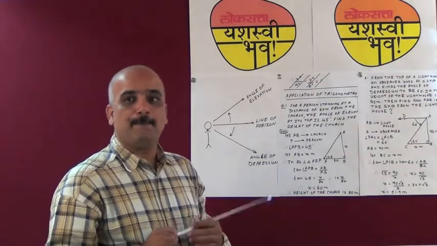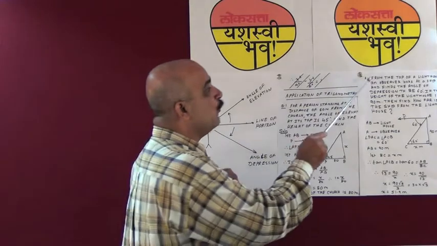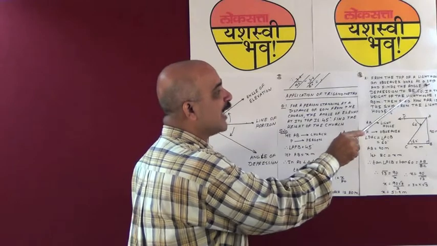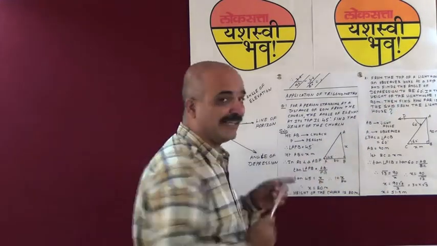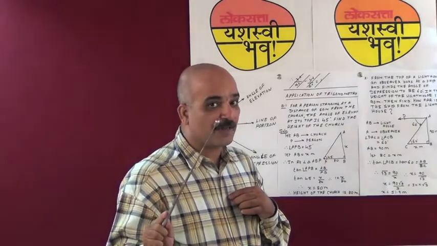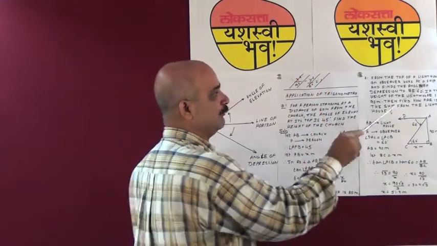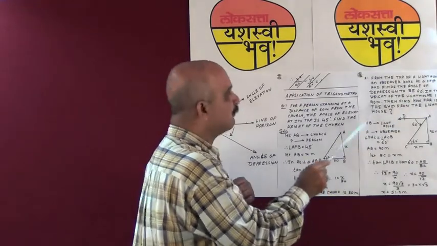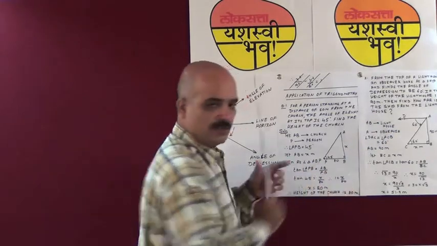This was the sum based on angle of elevation. Now we have the sum based on angle of depression. Let's see this. From the top of a lighthouse, an observer looks at the ship and finds the angle of depression to be 60 degrees. Mind you, it is angle of depression. He is looking from the top of the lighthouse down. If the height of the lighthouse is 90 meter, then find how far the ship is from the lighthouse.